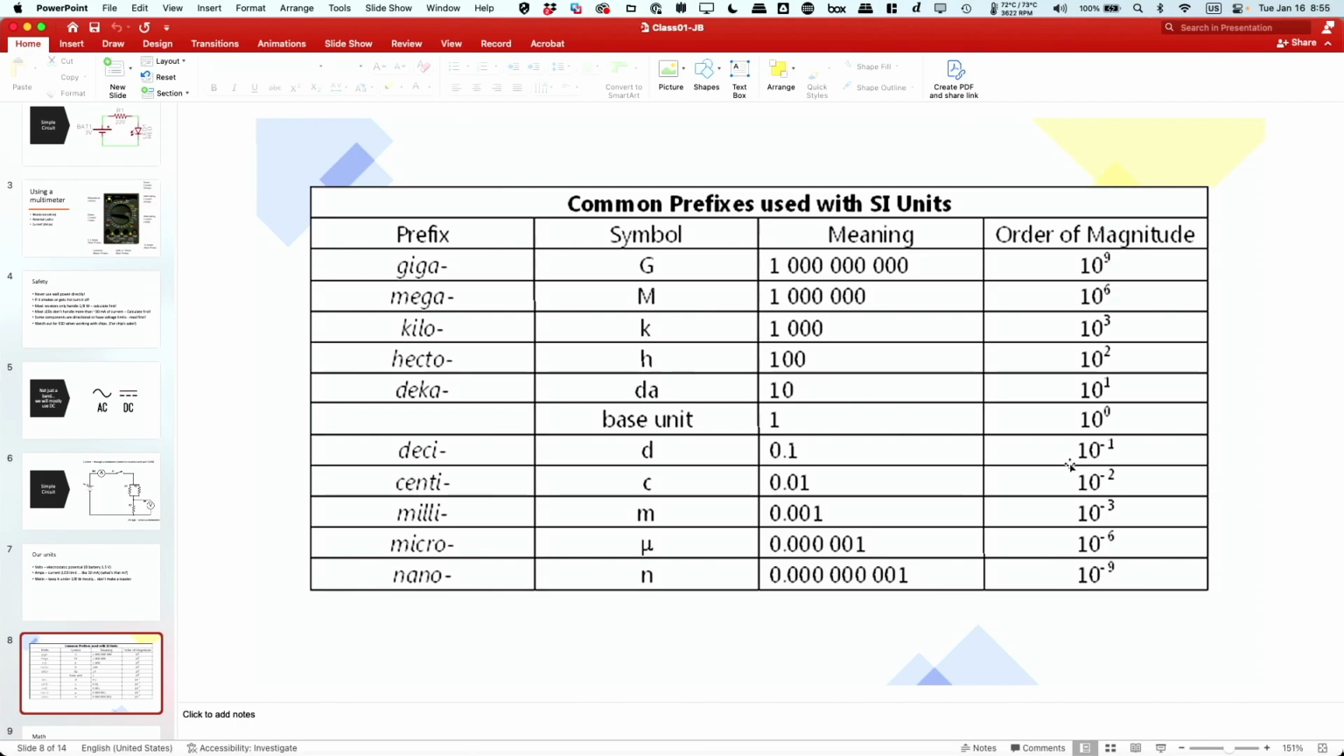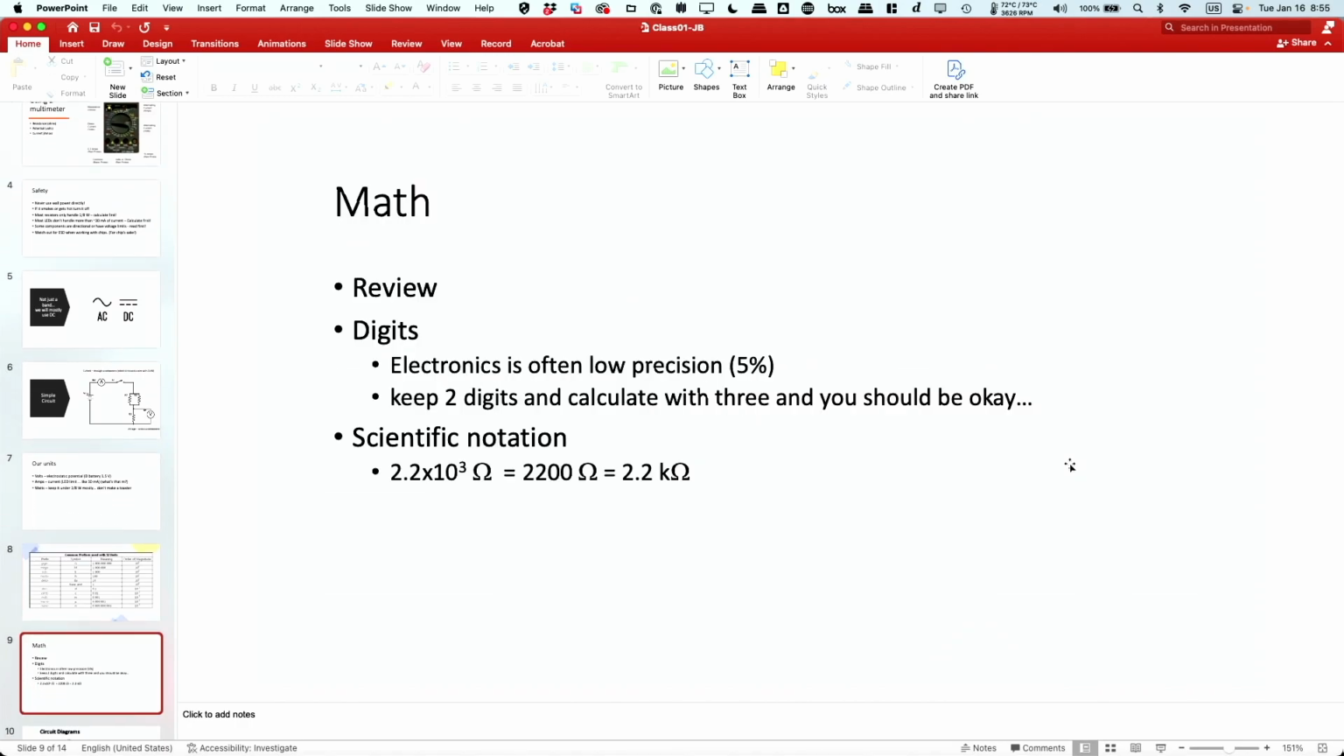So we're all good with the metric system? All right. Not rocket science, but, well, it is rocket science. Okay. All right, so hey, guess what? There's going to be some math in the course. It's everyone's favorite subject, right?